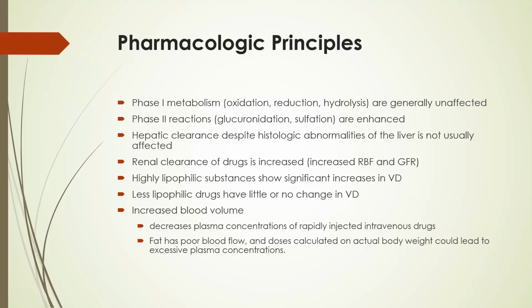Renal clearance of drugs is increased in obese patients because of increased renal blood flow and GFR. So, with the increase in GFR and tubular secretion, drugs like cimetidine and aminoglycosides that depend on renal excretion may require increased dosing. Highly lipophilic drugs like barbiturates and benzodiazepines show significantly increased volume of distribution in obese patients.